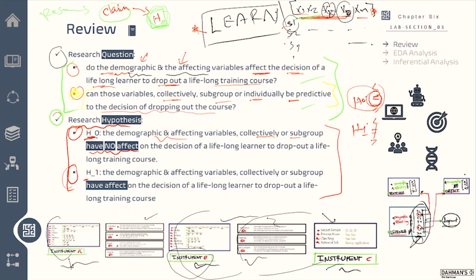And the alternative hypothesis, of course, is the opposite: that the demographic and affective variables, collectively or as a subgroup, have an effect. They are different. So the subjects are different in terms of the measures of those variables. Now, for more details on how we got to this design, you might want to check out the first book and lab 1 and lab 2 that you have accomplished.